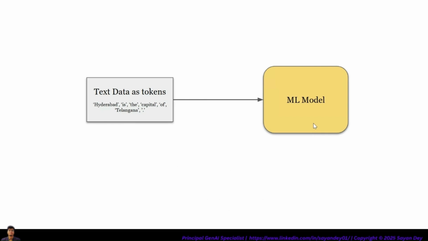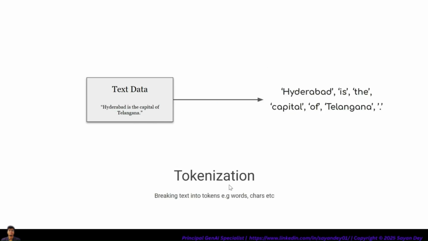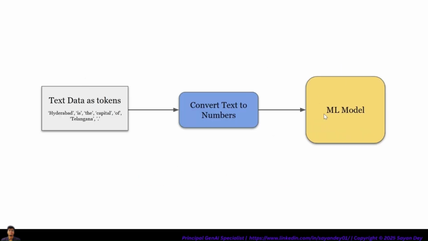So we can take that text data in a tokenized form and feed it to the ML model. But remember, we have to somehow convert it to numbers. Machine learning can only work with numbers. The maths can only work with numbers. It cannot work inherently with categories or text. The first part is tokenization, where we break it into chunks, into individual words. And the second part is what we refer to as vectorization, which is the process of converting each token into a number.